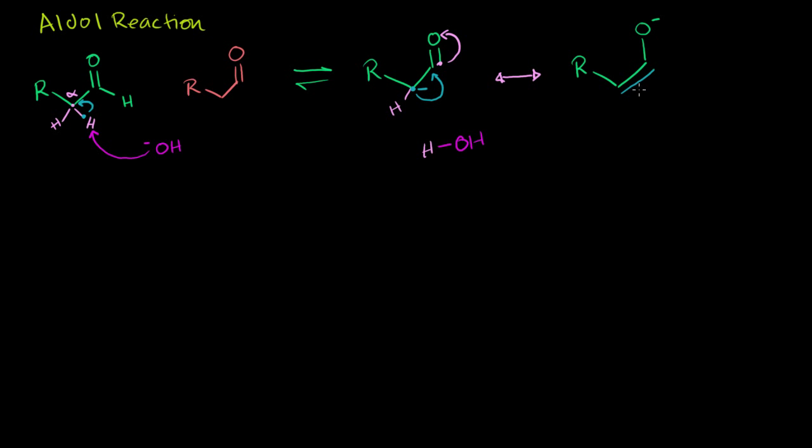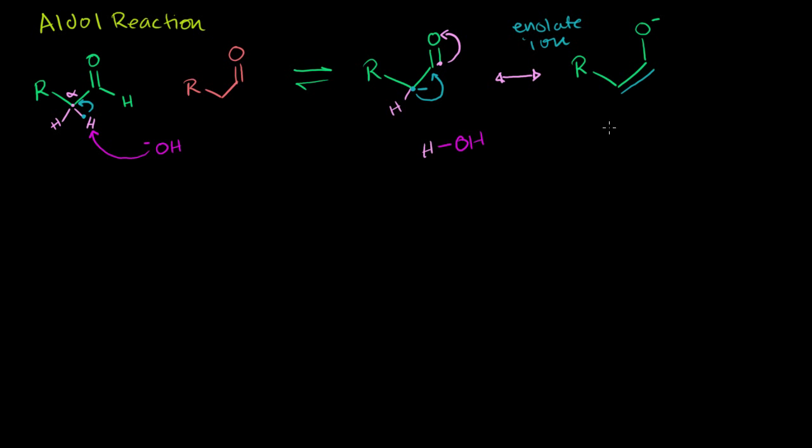And you might be familiar with this. This is the enolate anion. This right here is the enolate ion. If we had a hydrogen right here, it would be an enol. And we would say, hey, this is the keto form. This is the enol form.